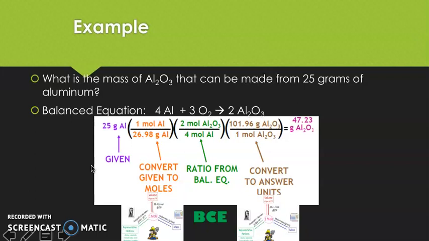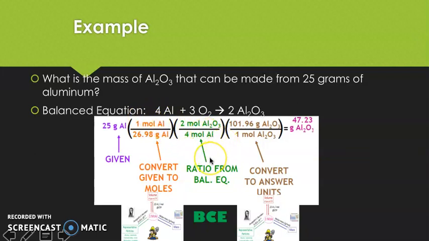So this is why it's important to label it with what element or compound it is, as well as the units behind them. Because here I have moles of aluminum, so I need moles of aluminum on the bottom so that that can cancel out. So there are 4 moles of aluminum to make 2 moles of aluminum oxide. So I'm going to use 4 moles of aluminum on the bottom so that my moles can cancel out and my aluminum can cancel out.